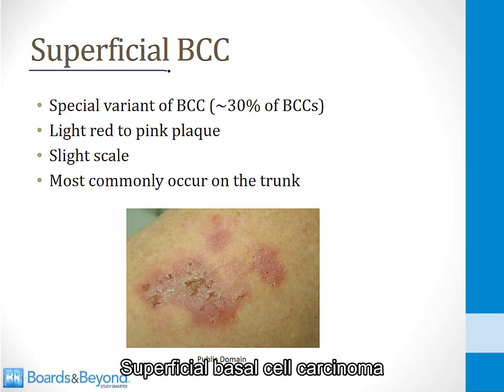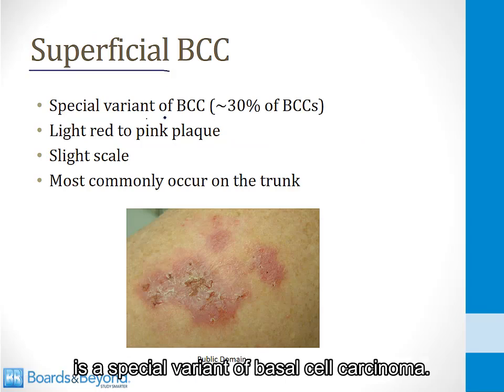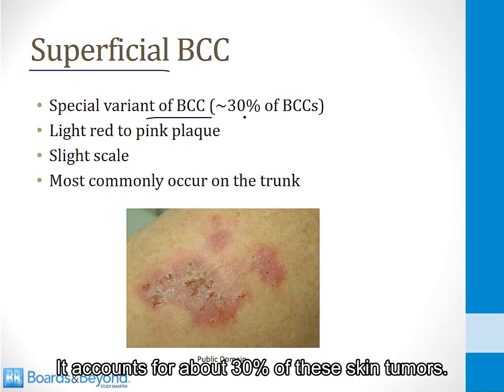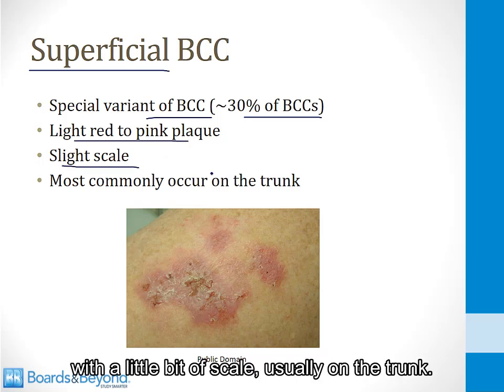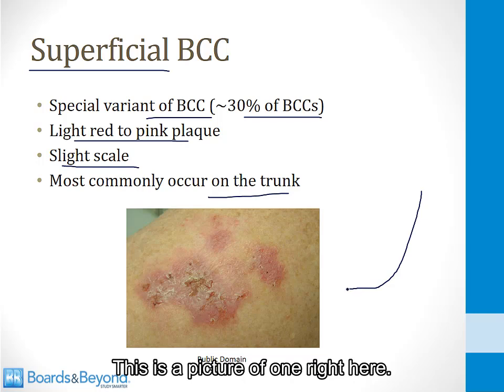Superficial basal cell carcinoma is a special variant of basal cell carcinoma. It accounts for about 30% of these skin tumors. It presents as a light red to pink plaque with a little bit of scale, usually on the trunk. This is a picture of one right here.